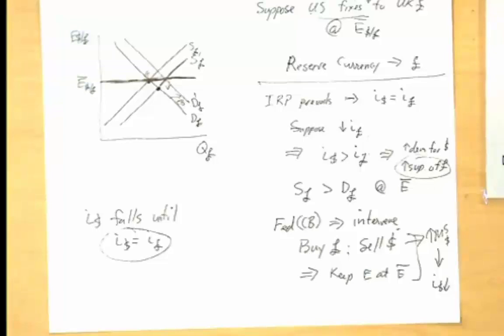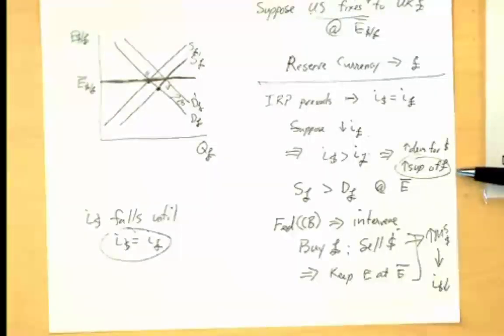Exchange rate being pushed down means that the pound is being pushed down in value and the dollar is being pushed up in value. At least there's pressure for that to happen. Now, the central bank doesn't want to allow that to happen because it wants to maintain a fixed exchange rate. So here's what it's going to do. It's going to intervene in the market by doing the reverse of what's being demanded by the private players.